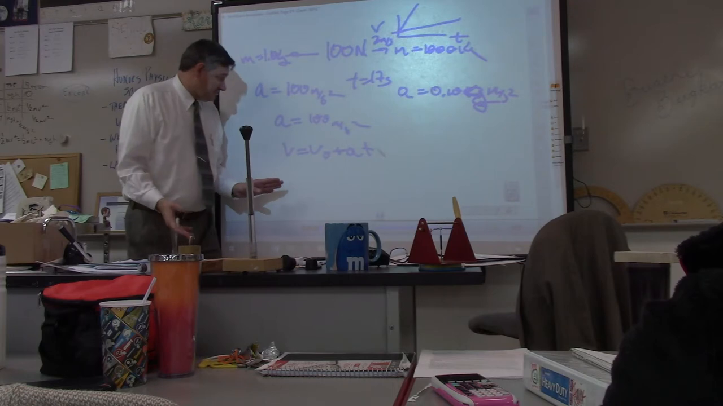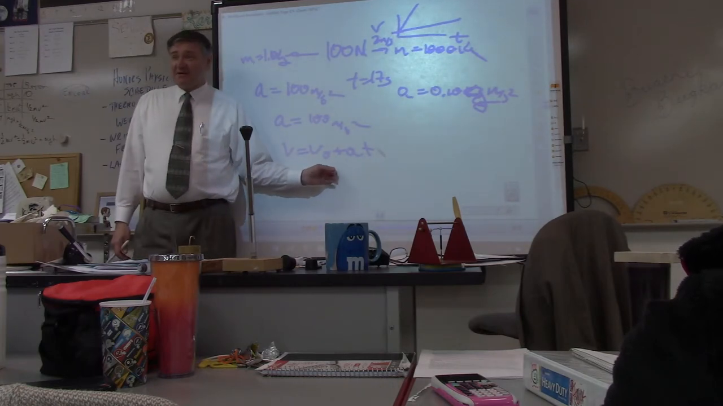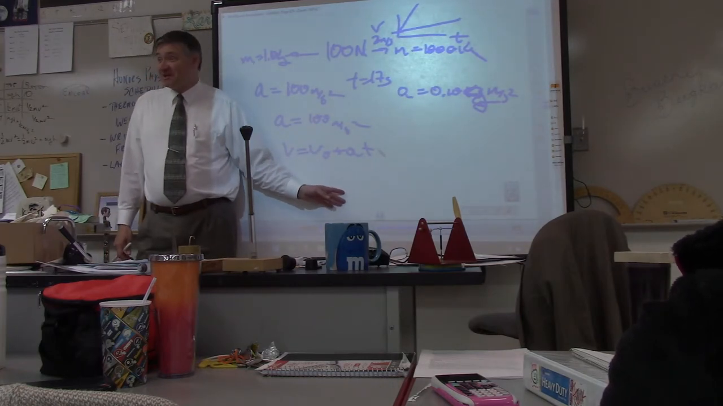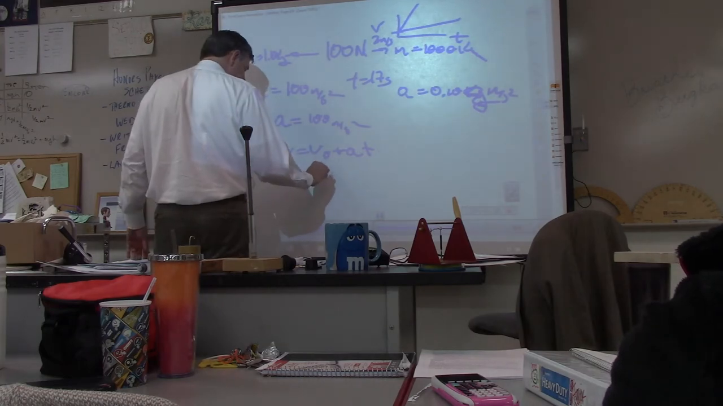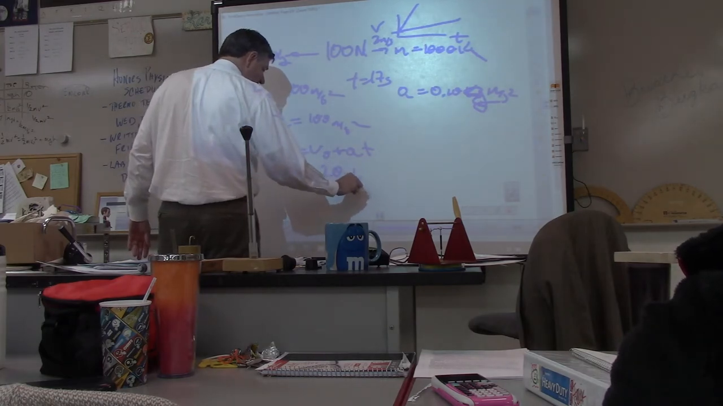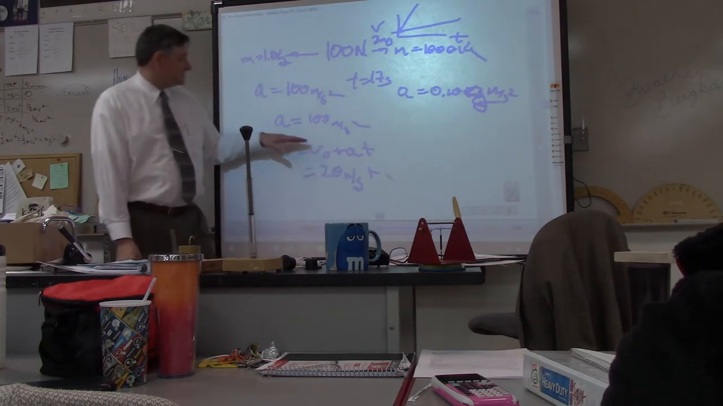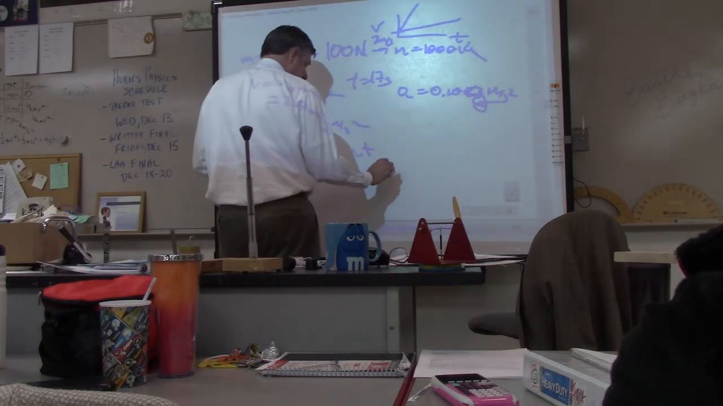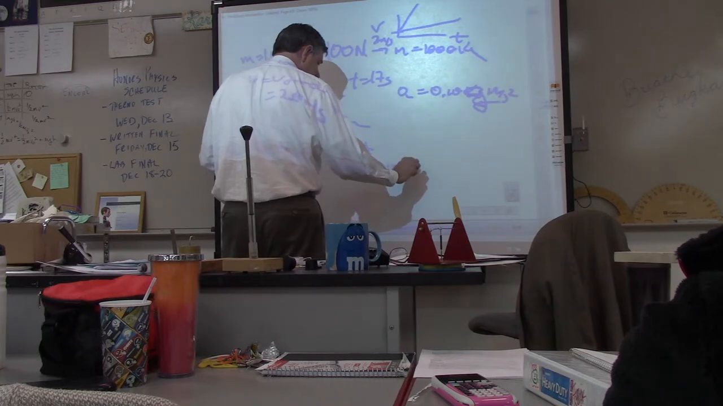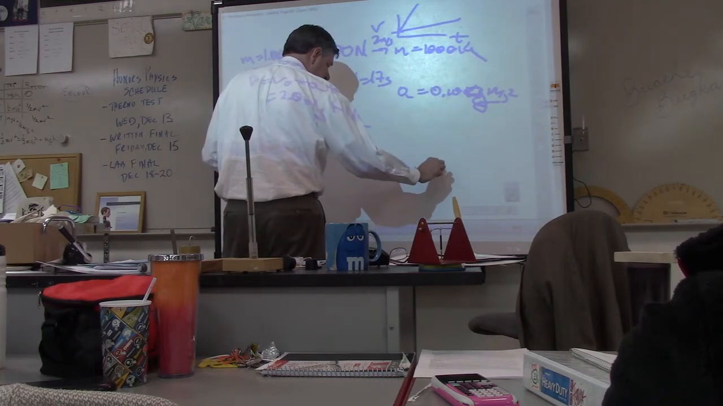So because Haley was a rebel and she said, hey, I want that initial velocity to be 2 meters per second, okay? All right, we can handle this. She threw down the gauntlet. I'm all up for this challenge, okay? So I got 2 meters per second. My acceleration is going to be, in this case, 100 meters per second squared, right, times 17 seconds.